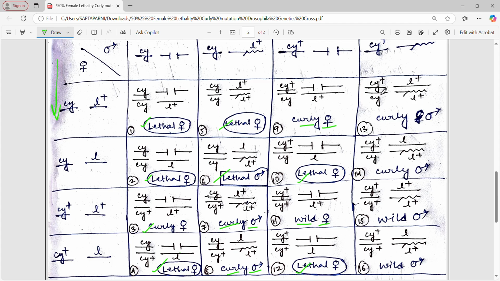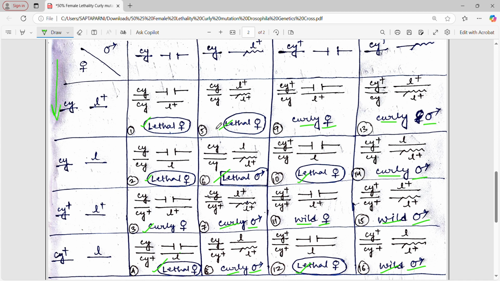Then Cy plus Cy, so it is curly, and X and Y both having L plus allele, so it is a curly male. Then curly, X and Y chromosome, one has L plus allele, so it is a surviving curly male. Then it is wild type, X and Y chromosome both having L plus allele, so it is a surviving wild male. Then it is wild type with a Y chromosome having L plus allele, so it is a surviving wild male.